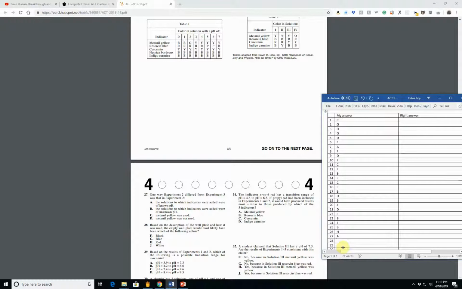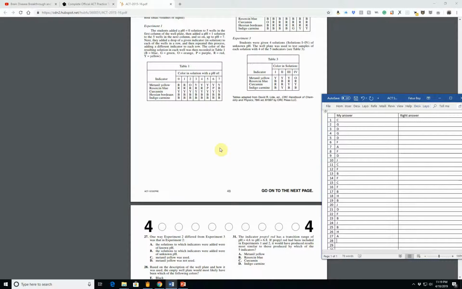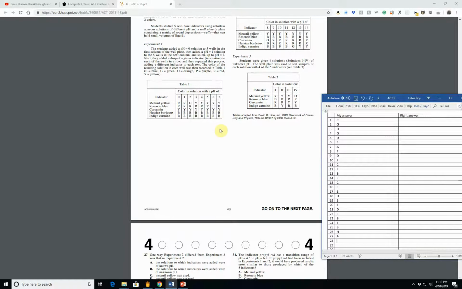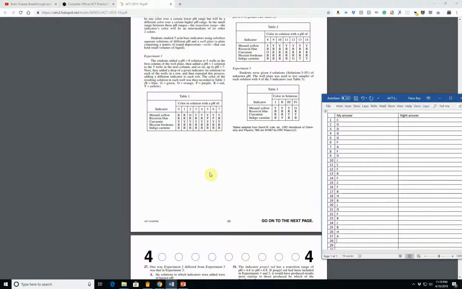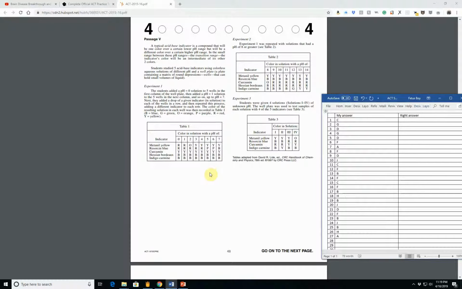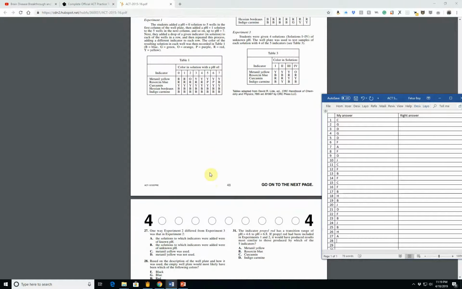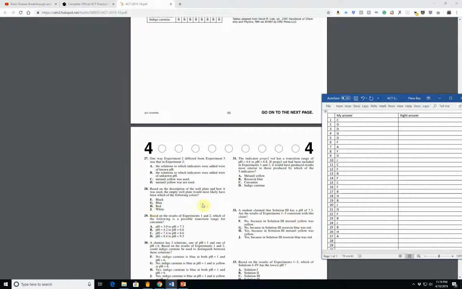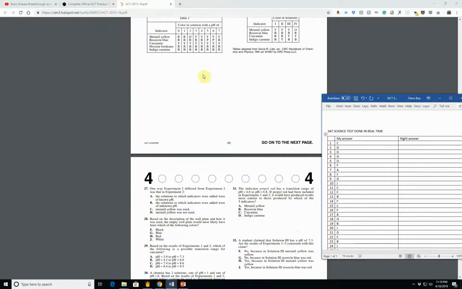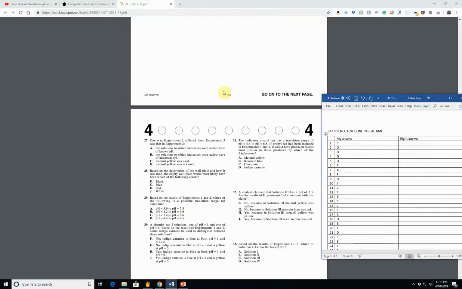28, based on the description of the well plate, the empty well plate would most likely have been one of the following colors. Okay, well, it wouldn't be blue, red. B is blue, purple, orange. Probably the best color to use if you want colors to contrast with it is white, so that way you can tell between red, yellow, blue.